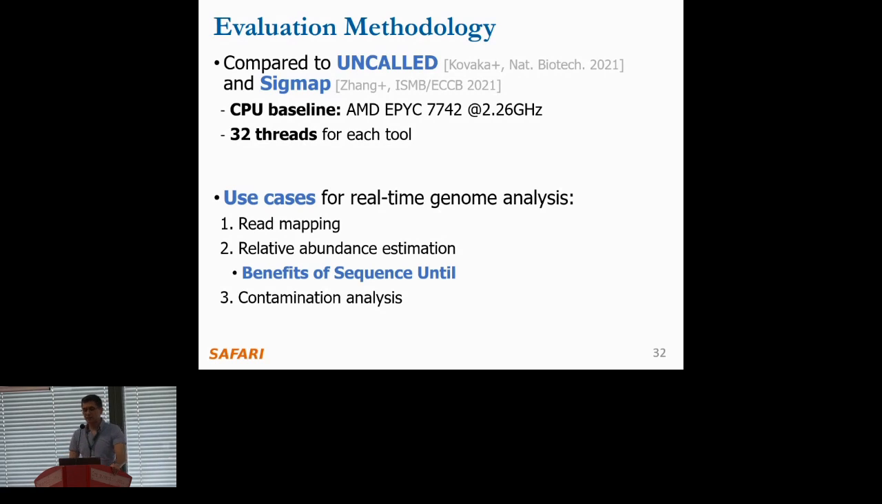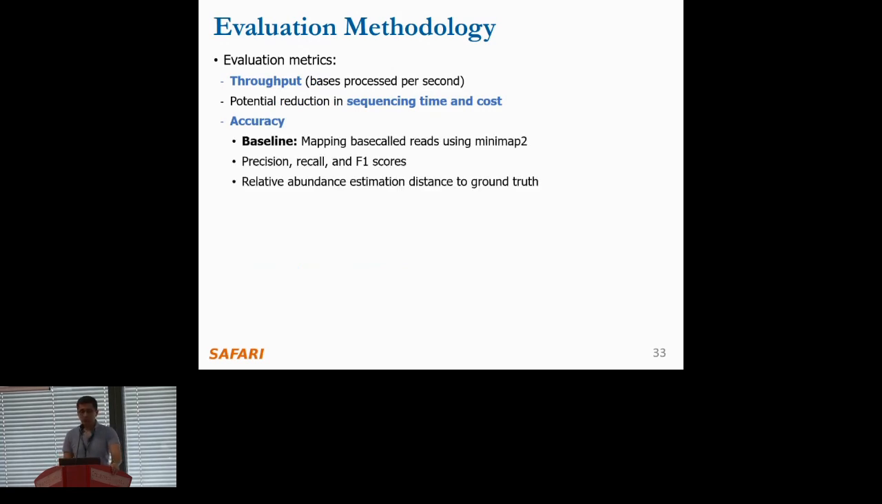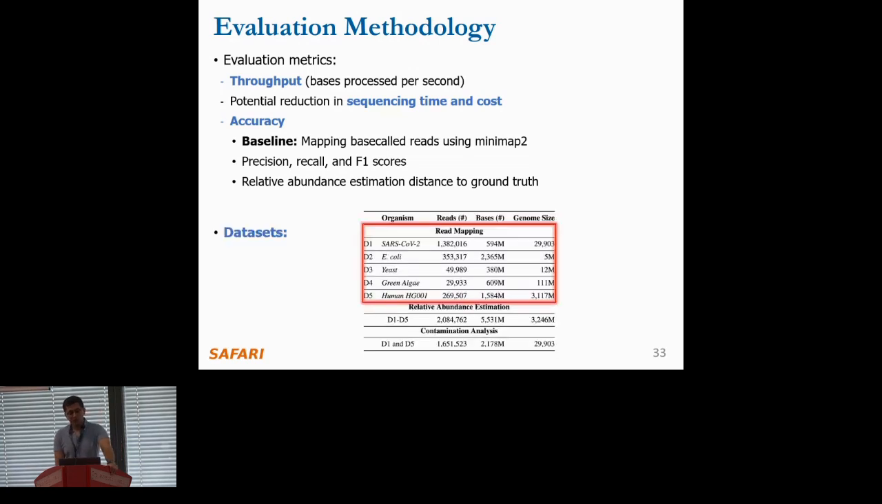And the contamination analysis identifies if a sample is contaminated with a particular genome by mapping the reads to that genome. Our evaluation metrics include throughput, which is base pairs processed per second, the potential reduction in sequencing time and cost, and accuracy. For accuracy, we map the basecalled reads of corresponding raw signals using Minimap2. And based on this, we calculate precision, recall, and F1 scores. And for relative abundance estimation, we additionally calculate the distance of each estimation that each tool generates to the ground truth estimations. We use 5 real data sets, including large genomes such as a human genome.